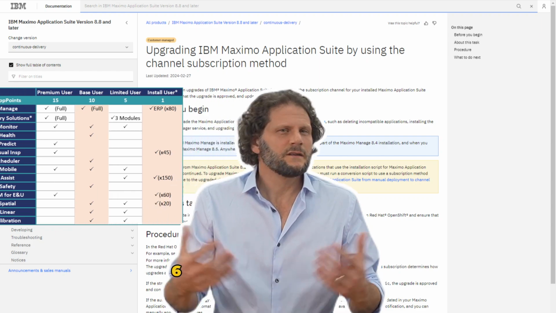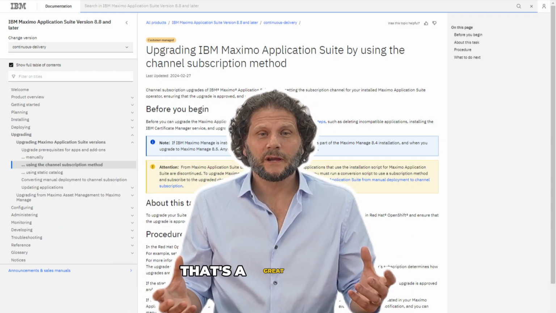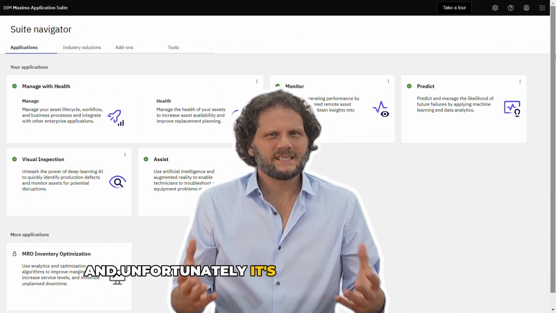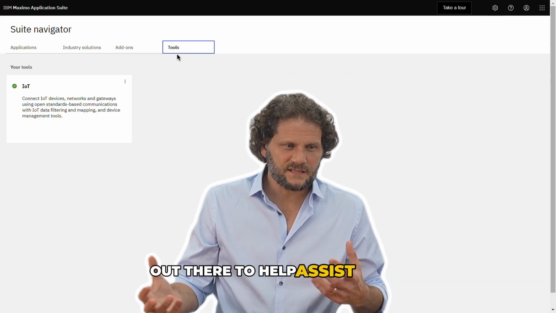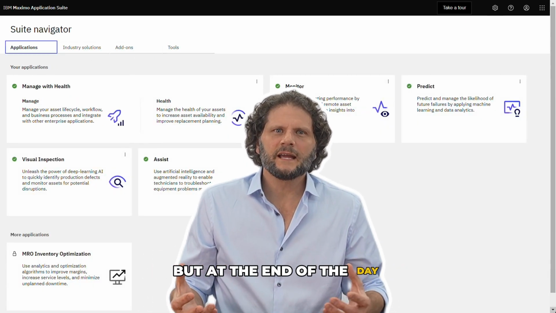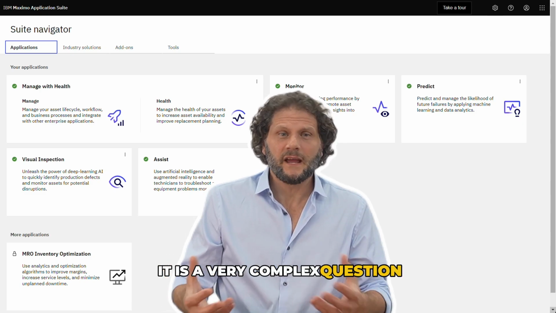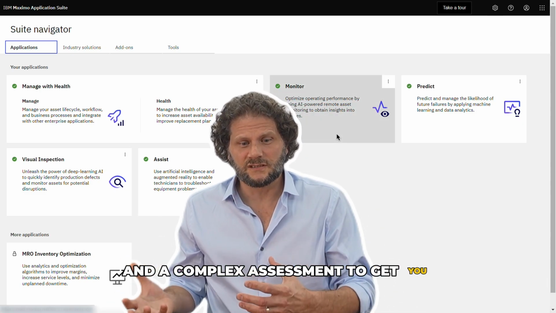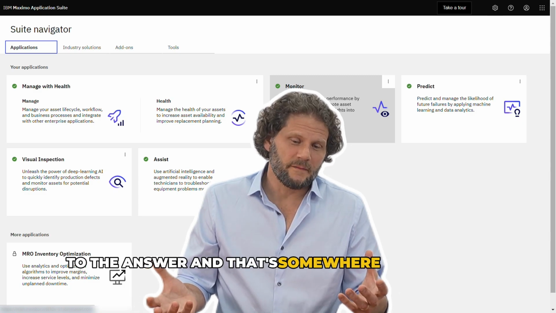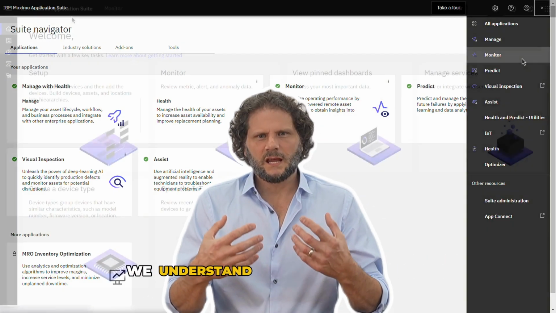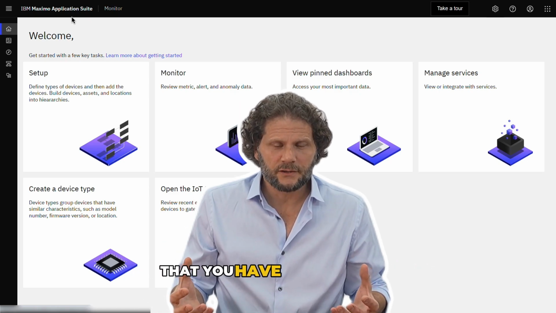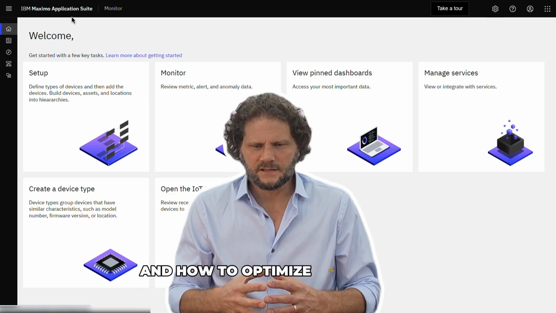So how many app points do you need when you're moving from Maximo 7.6 to the application suite? That's a great question. And unfortunately, it's not just straight math. IBM has some tools out there to help assist in this. But at the end of the day, it is a very complex question and a complex assessment to get you to the answer. And that's somewhere that Banetti excels. Why? Because we understand where to look. We understand what the levers are that you have control over and how to optimize this for you.